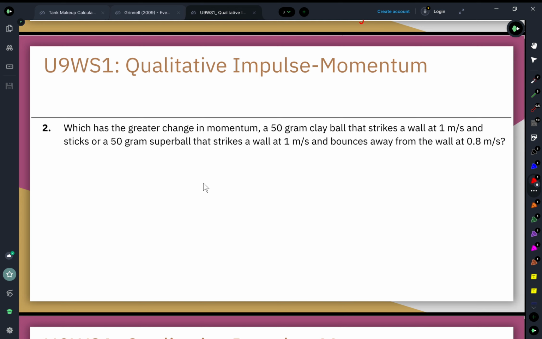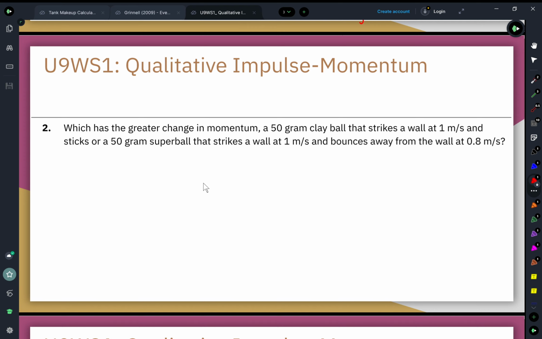Unit 9, Worksheet 1, Qualitative Impulse Momentum, Problem 2. Now for this problem, which has the greater change in momentum? A 50-gram clay ball that strikes a wall at 1 meter per second and sticks, or a 50-gram super ball that strikes a wall at 1 meter per second and bounces away from the wall at 0.8 meters per second?